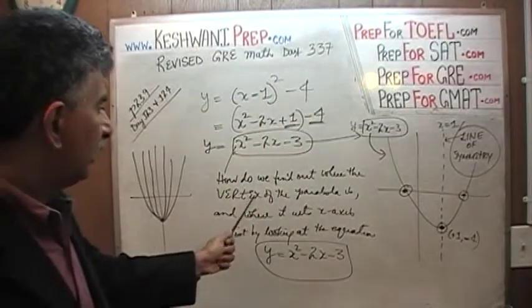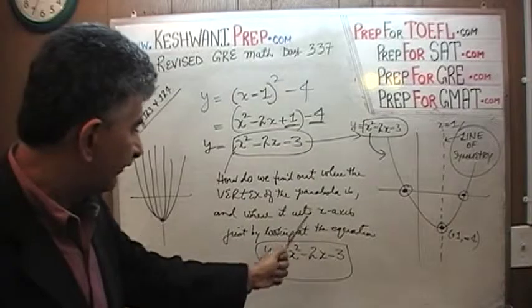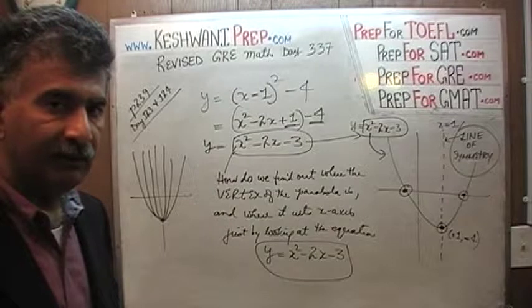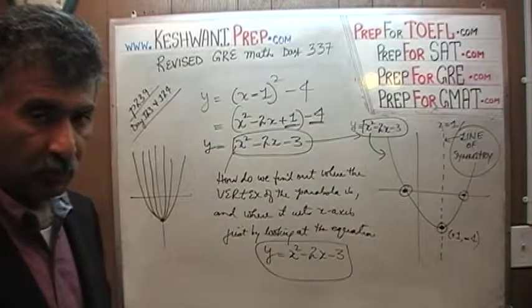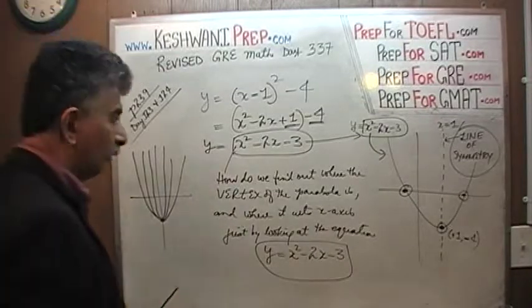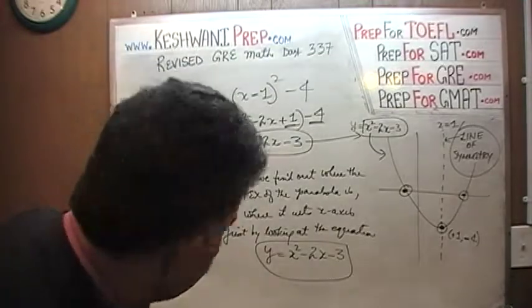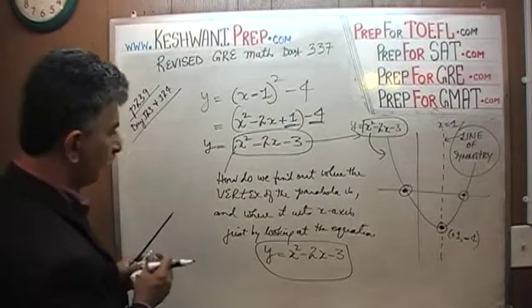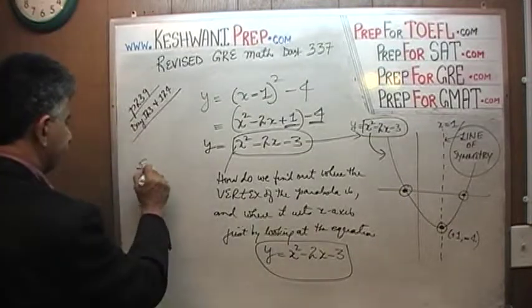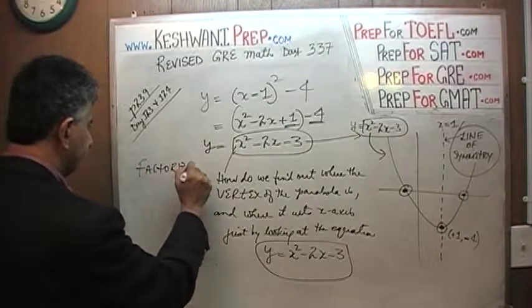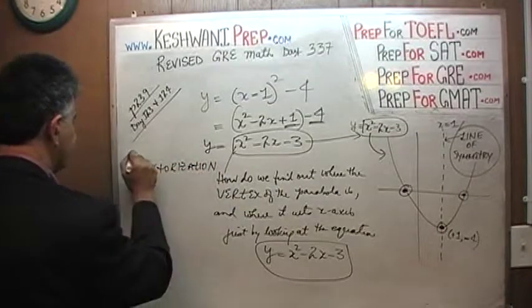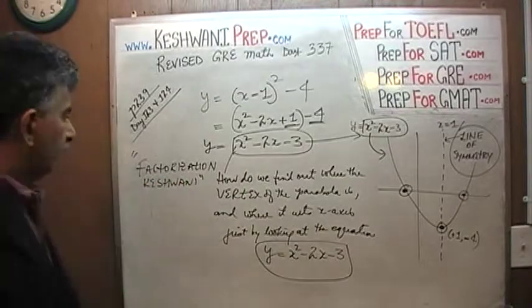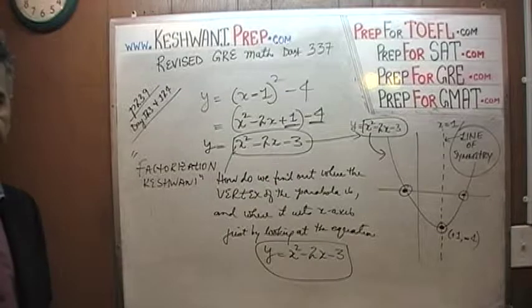How do we find out where the vertex of this parabola is and where it cuts the x-axis just by looking at this equation? The answer to that question, as I said, is a lesson in itself, which we'll do tomorrow, and the answer lies in the concept called, I need the room somewhere. I'm making a big fuss about it for a reason. Where can we put it? Let's put it right here. It lies in the concept called factorization.